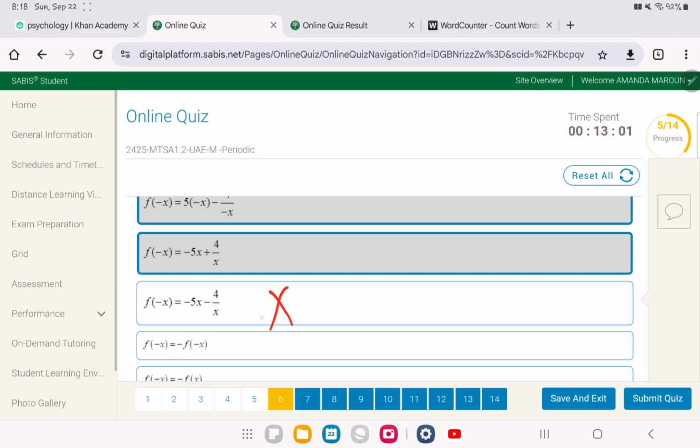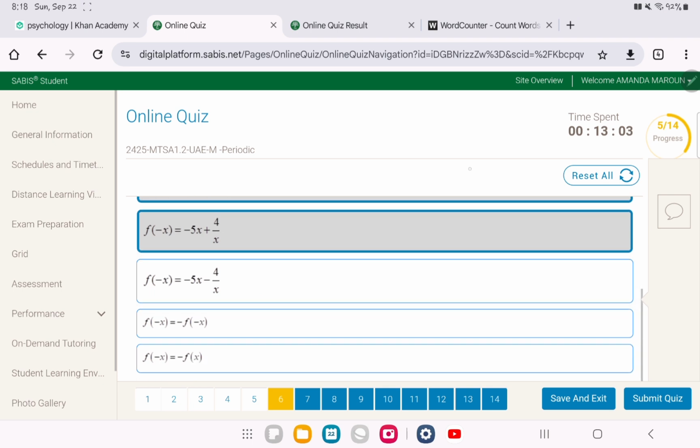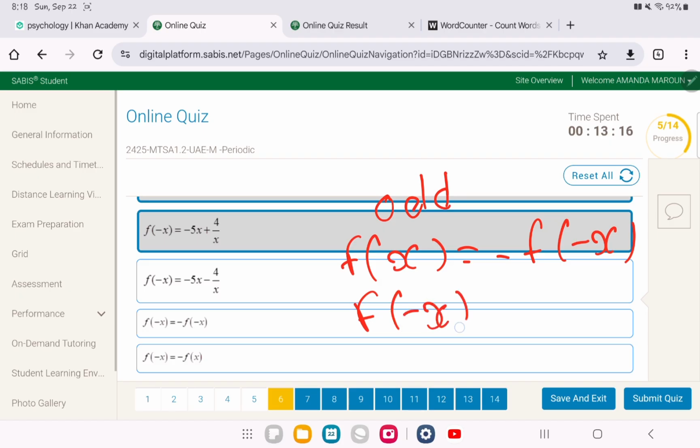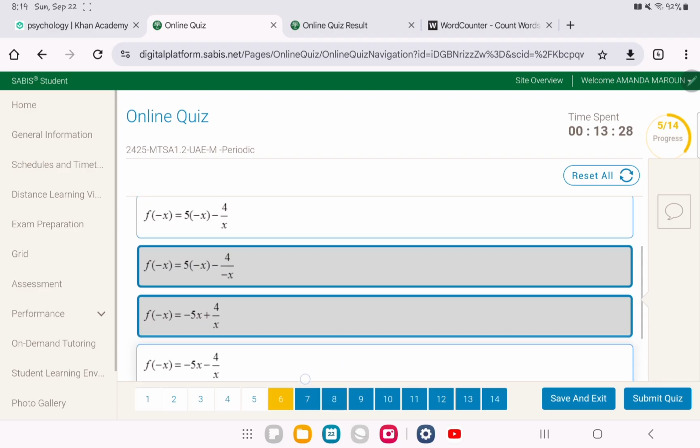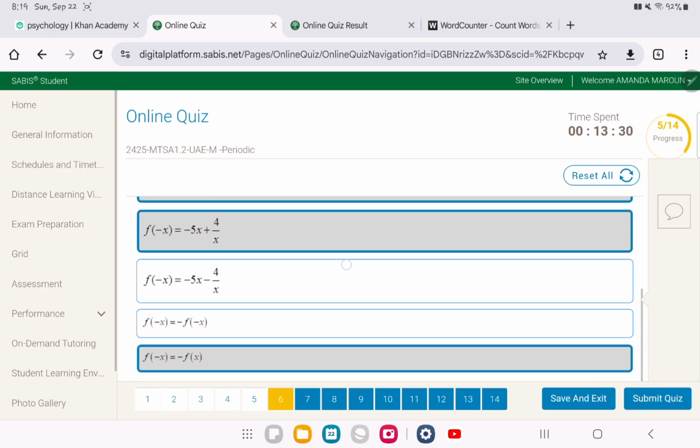This one is a contradiction, so we don't choose it. And then finally, we said if it is an odd function, we have that f(x) is equal to minus f(minus x), or f(minus x) is equal to minus f(x). So which one of the ones that we wrote can you see? It's definitely not this one, so this one is our answer. So for question number 6, these are the 3 answers.